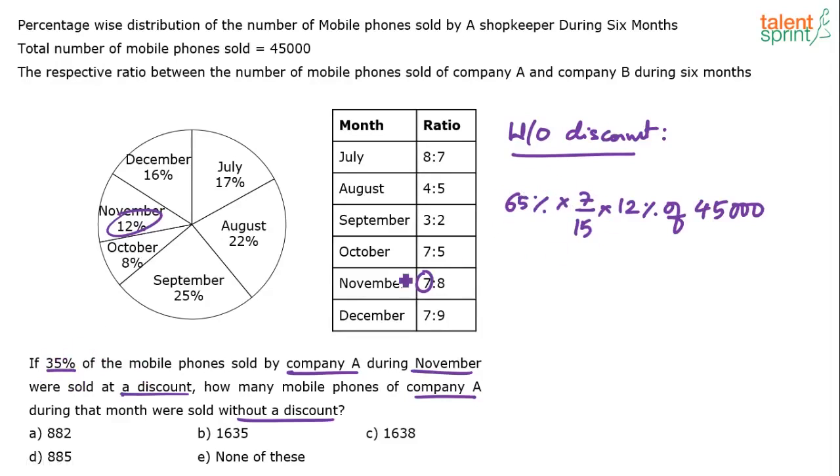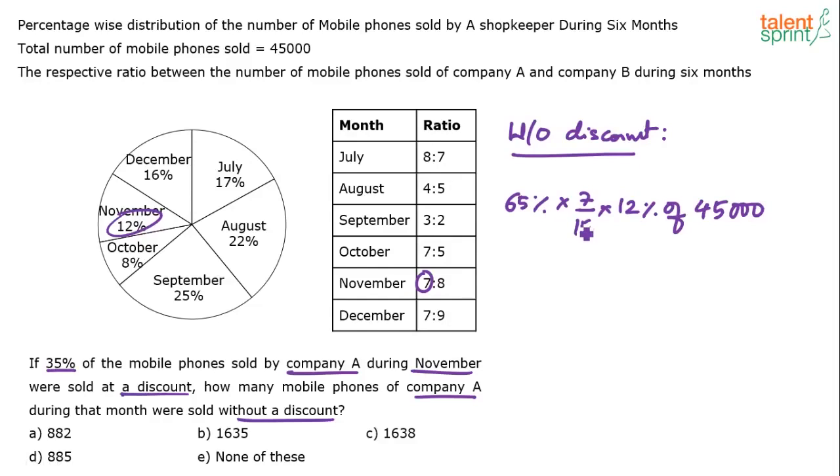What is 7 by 15? The fraction of mobile phones of A sold in November. 7 out of 15. What is 12%? The total number of mobile phones sold in November. So total sold in November, out of which sold of company A, out of which sold at a discount. 65% is sold without a discount. Now work on the calculation.